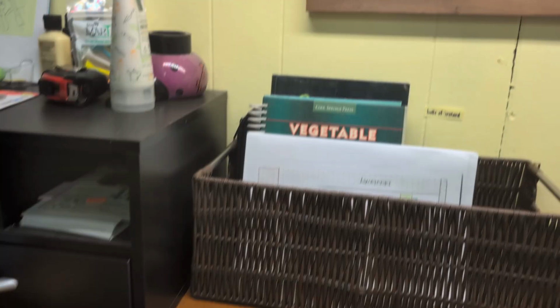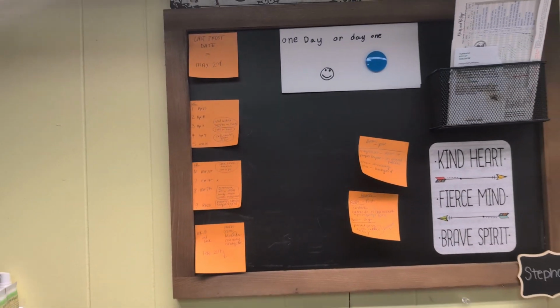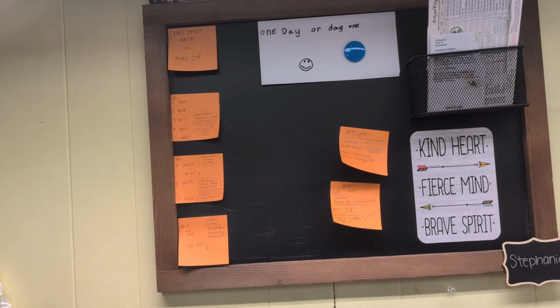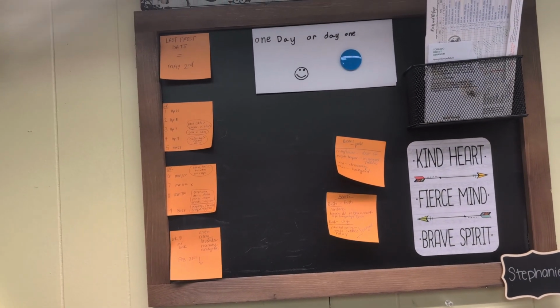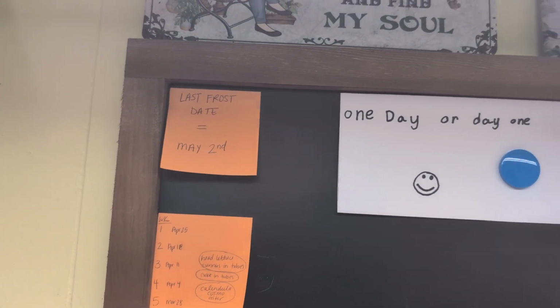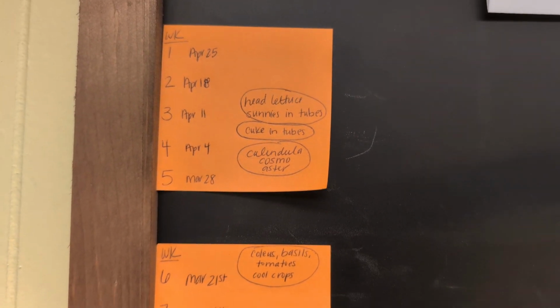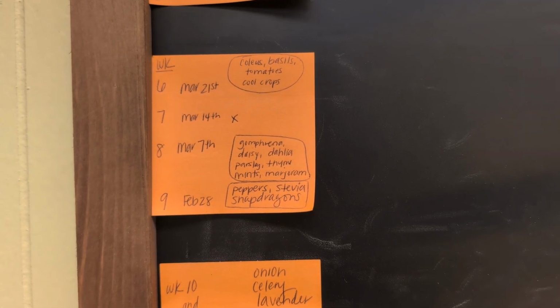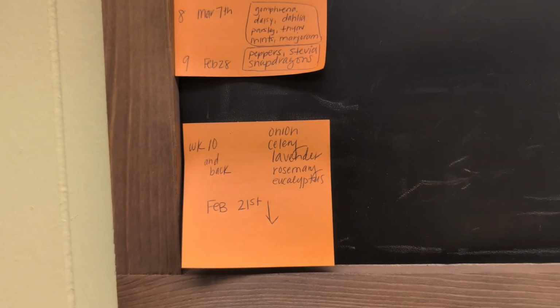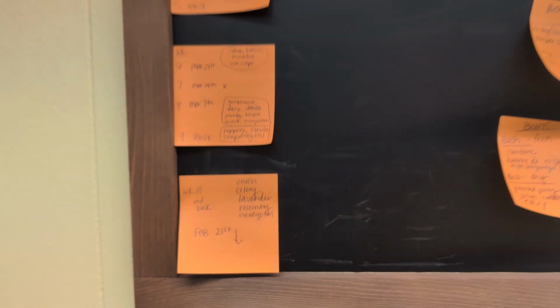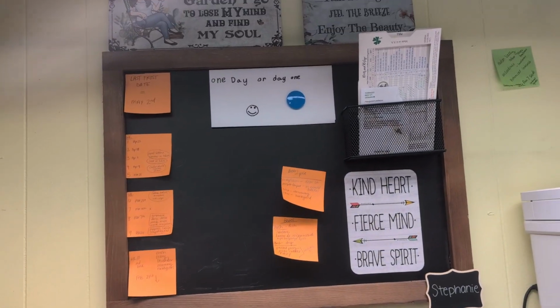So I transferred that up to my wall up here. Oops, let's back up. See, now if you back up, you can't see. But on the top it says last frost date. There's 1 to 5 weeks out what I'm gonna plant. 6 to 9 weeks out what I gotta plant. Week 10 and beyond what I'm gonna plant. That's kind of my quick go-to.